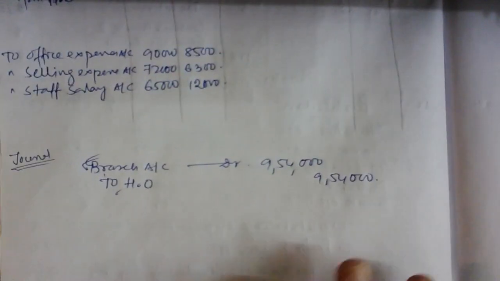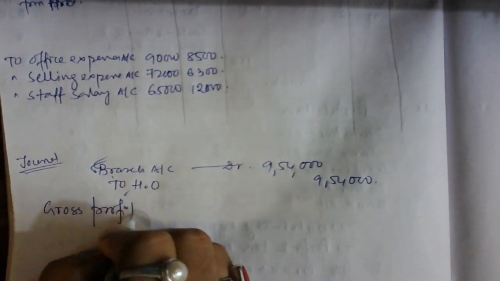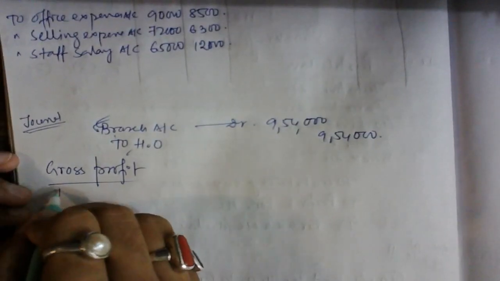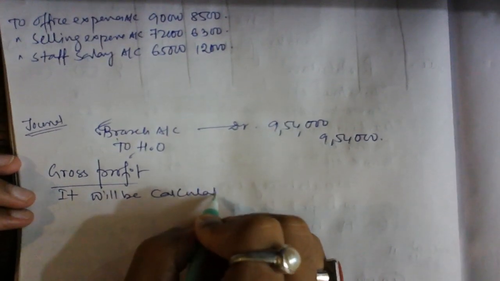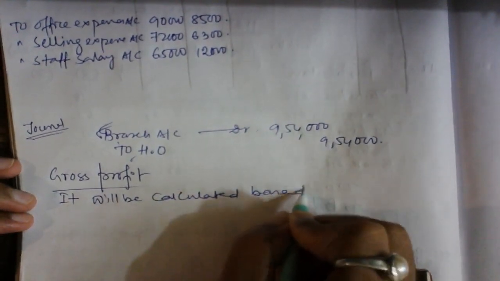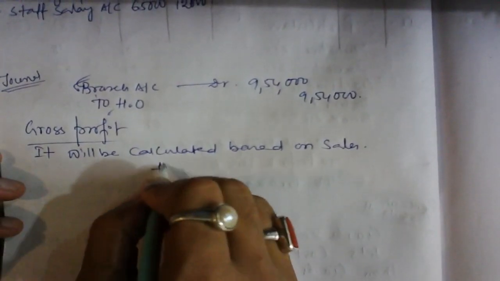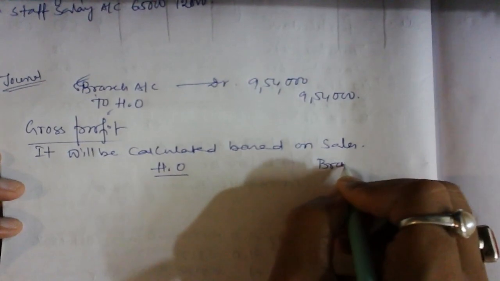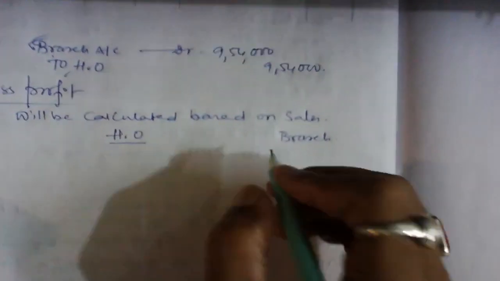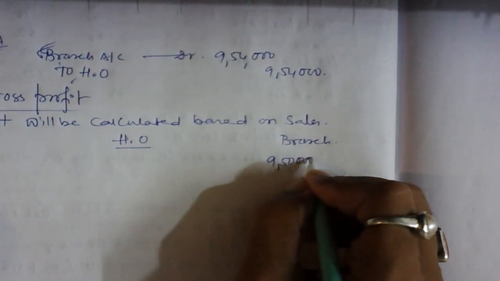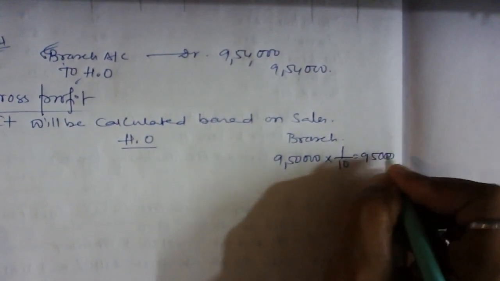First, number one thing, see, first we need to calculate gross profit. Okay, and gross profit will be calculated based on sales. So see, we have HO and we have branch. Perfect. So what is the branch's sales? 9,50,000. So can I write here 9,50,000 is a sale out of which branch made a profit of 10%. So 95,000. Perfect. Very easy, calculated.